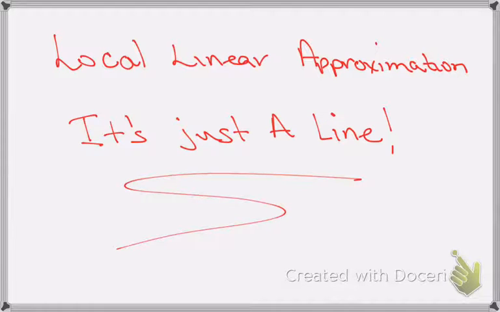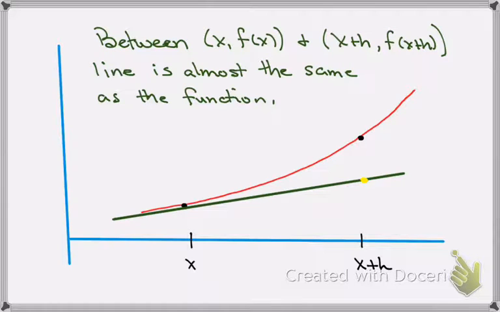In this video, I'm going to show you how to use differentials to come up with a local linear approximation simply by using everything you already know about finding the equation of a line. So if we look at our function, again we have 2 points on the actual function. One of them is x comma f of x, the other one is x plus h comma f of x plus h. These would be these corresponding points here.